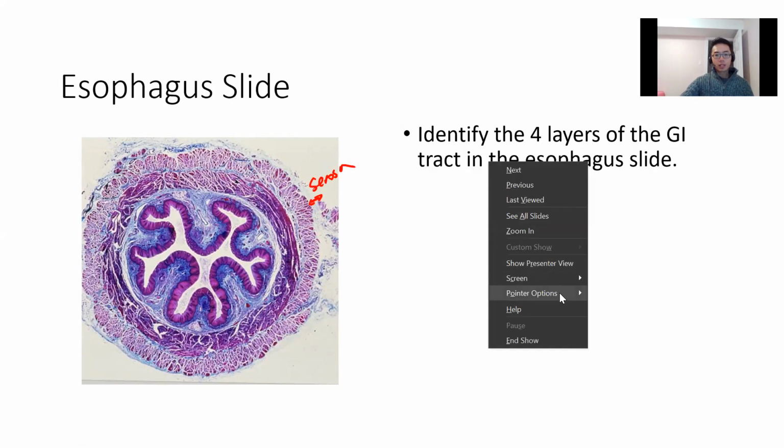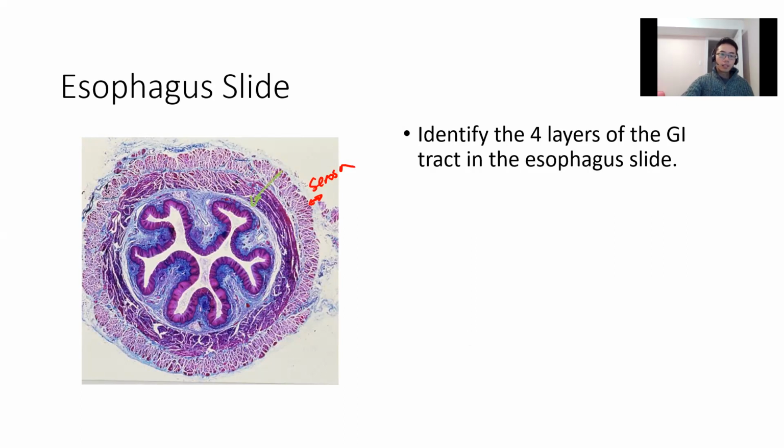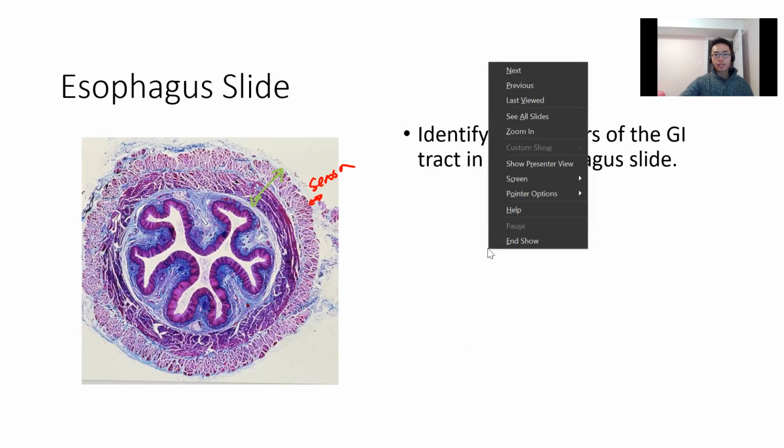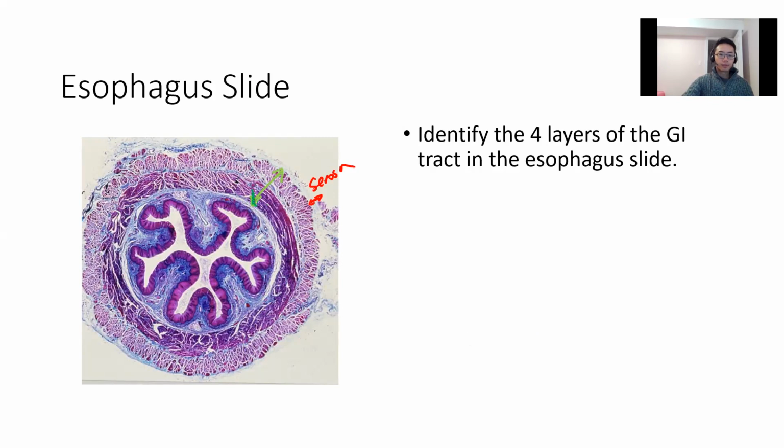And let me see if I can change the color. This here doesn't really show up too well. That's the muscularis. Okay, muscularis, right here. And you can see there are two layers, right? You have the longitudinal on the outside, and then you have the circular on the inside. So this whole thing is the muscularis.